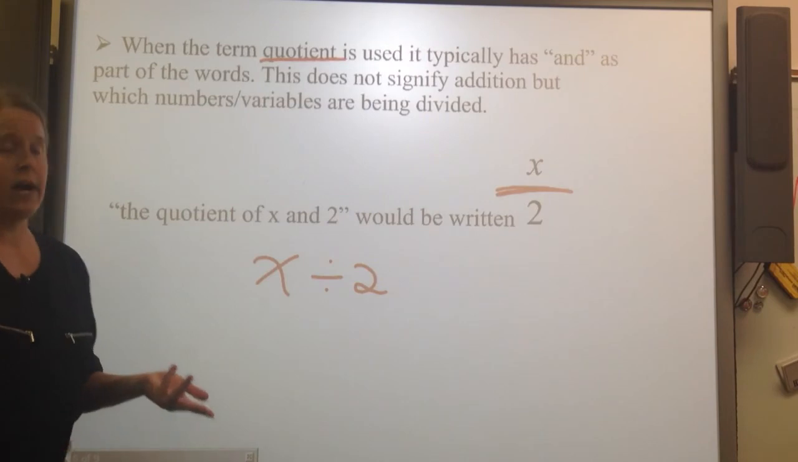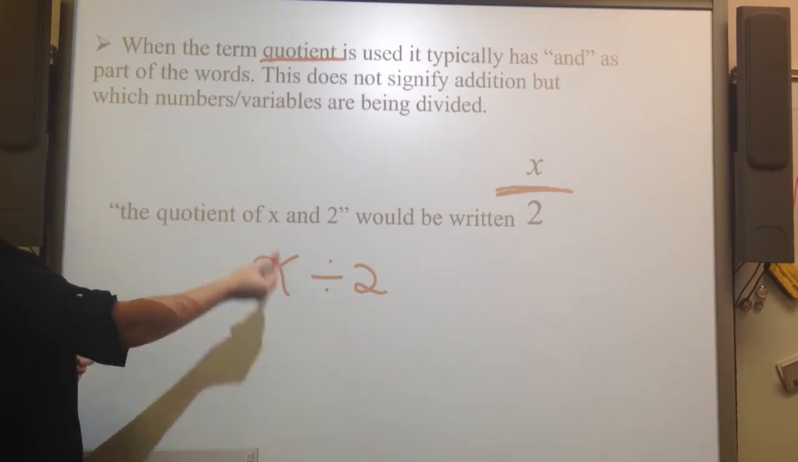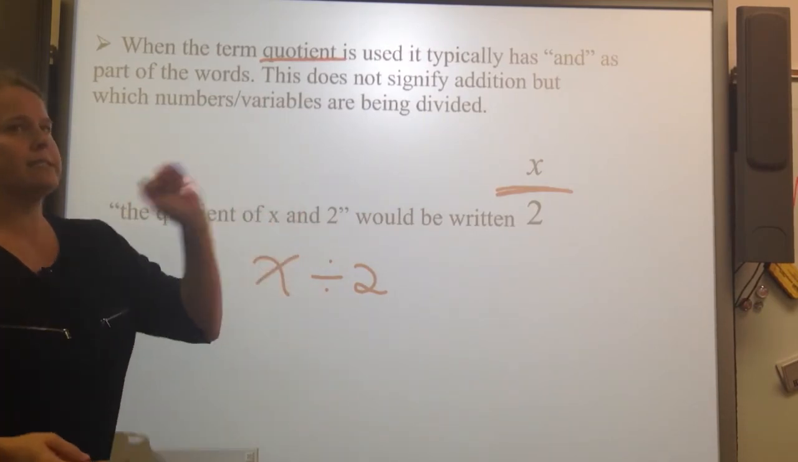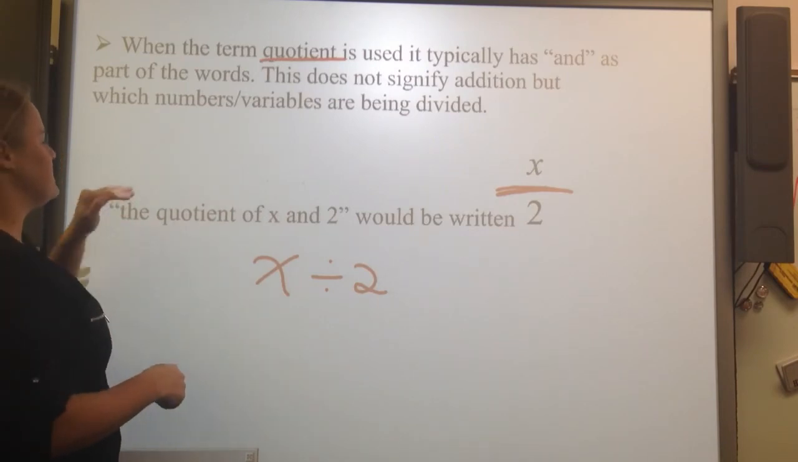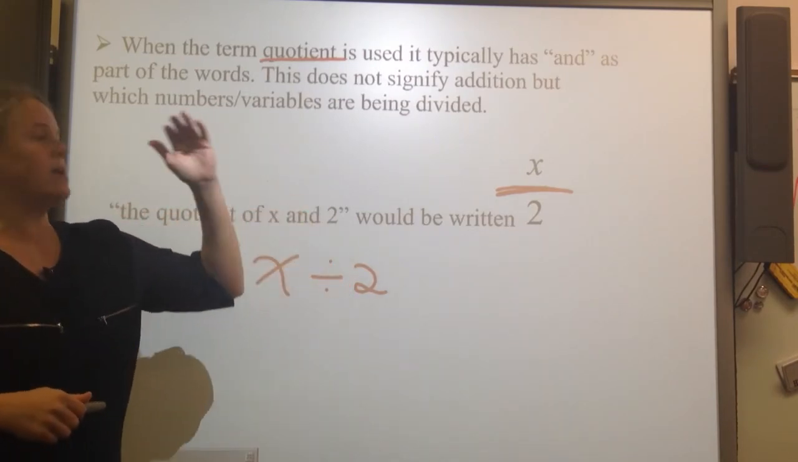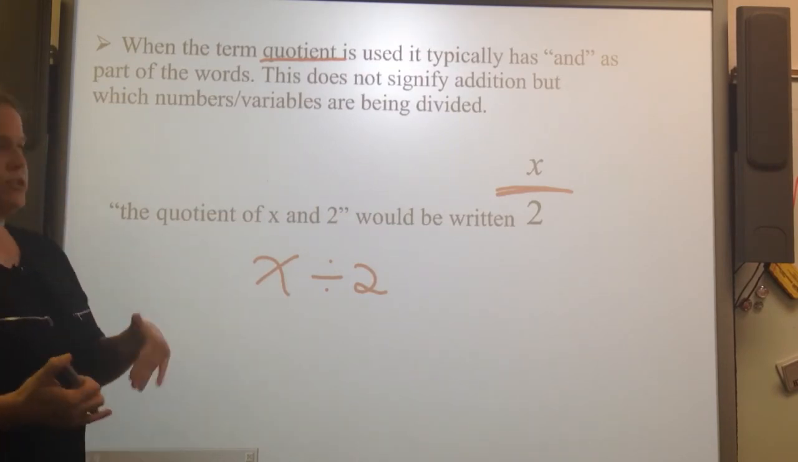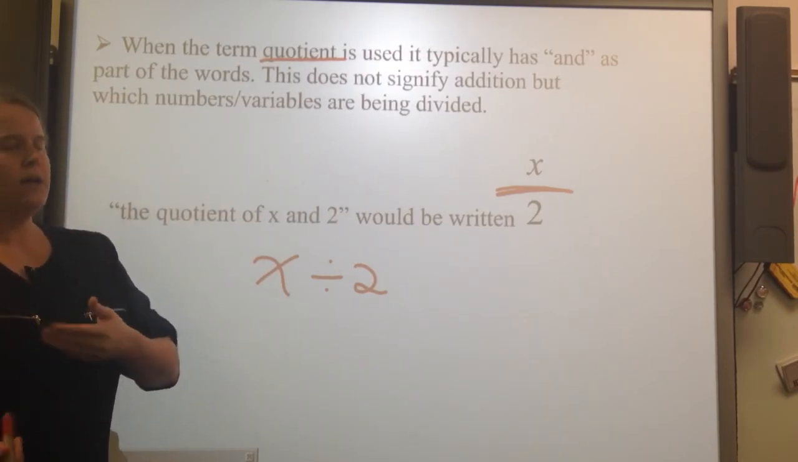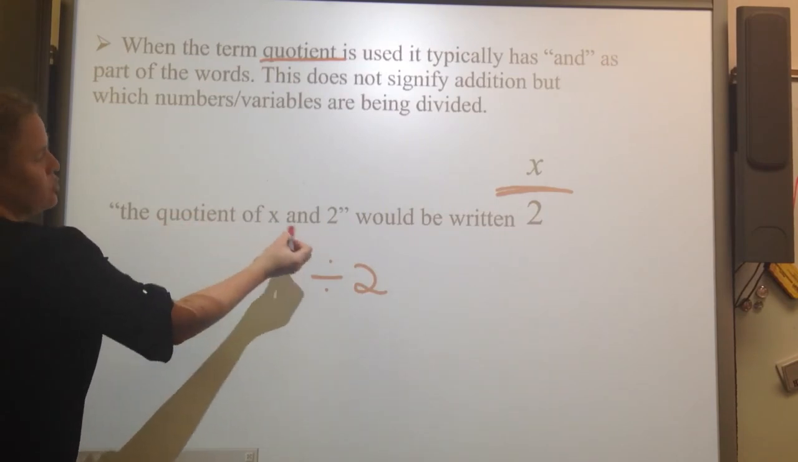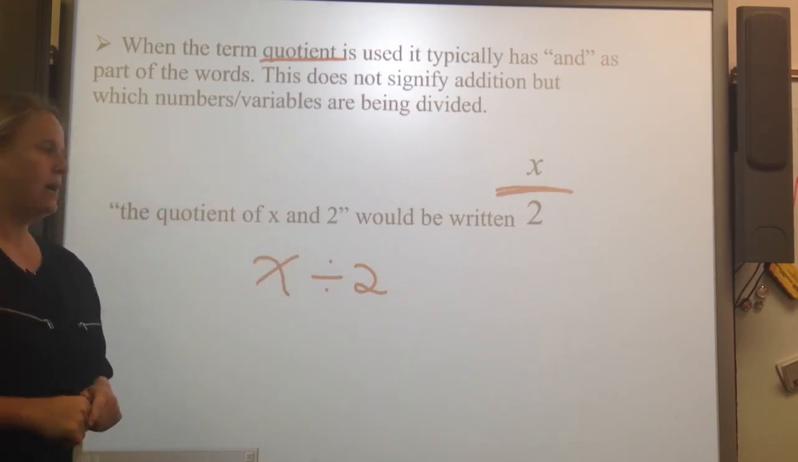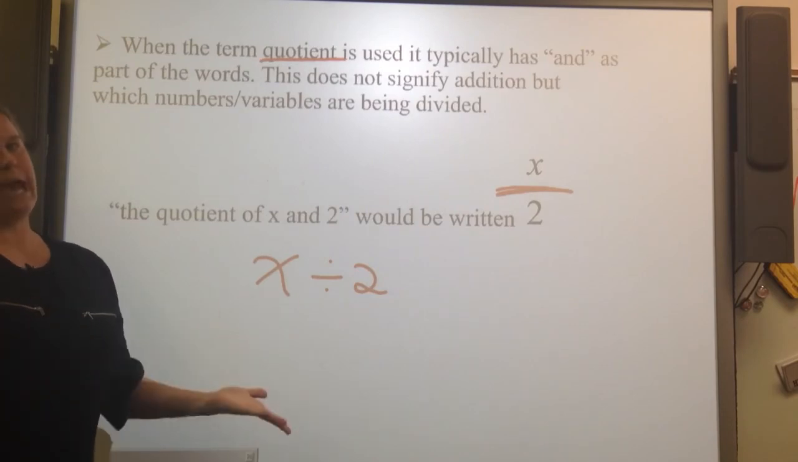This could say product. If it said the product of x and 2, it would be x times 2. If it said the sum of x and 2, then it would be x plus 2. And if it said the difference of x and 2, then it would be x minus 2. So it's whatever this leading word is tells you how to interpret that and. And does not mean always add.